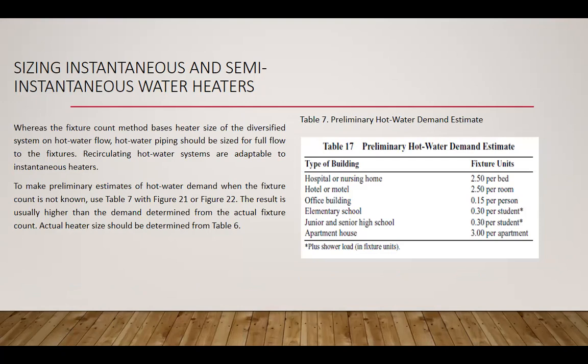To make a preliminary estimate of hot water demand when the fixture count is not known, use Table 7 with Figure 21 or Figure 22. The result is usually higher than the demand determined from the actual fixture count. Actual heater size should be determined from Table 6. So, preliminary hot water demand estimate. So yan. Fixture unit yan ha. Hospital or nursing home, 2.5 per bed. Hotel or motel, 2.5 per room. Office building, 0.15 per person. Elementary, 0.3. Junior and senior high school, 0.3. Ito yung mga estimate niya. Any method, makukuha ko yun. So, mga preliminary, actual, detail, yan.